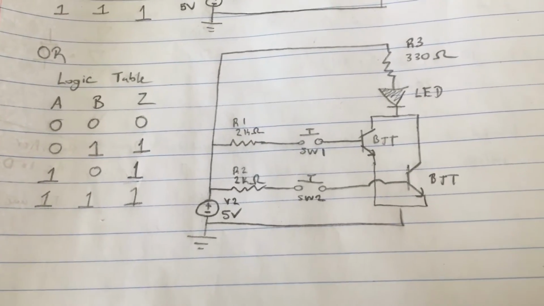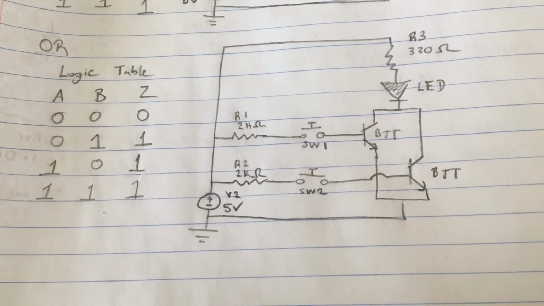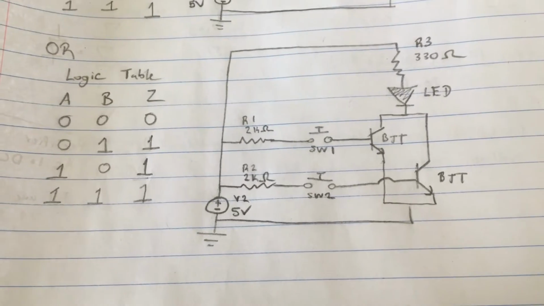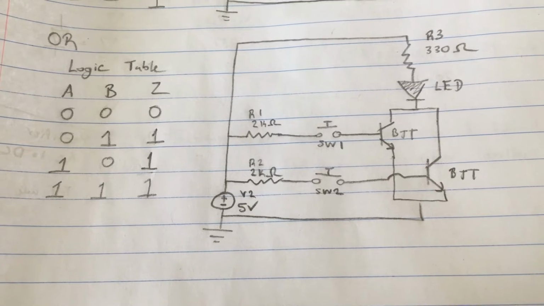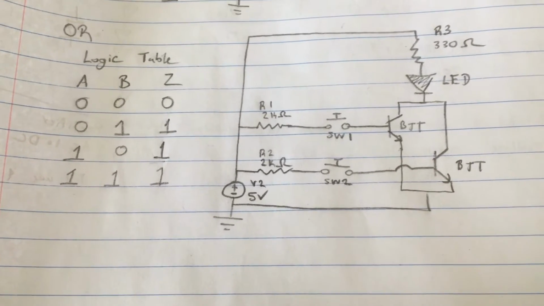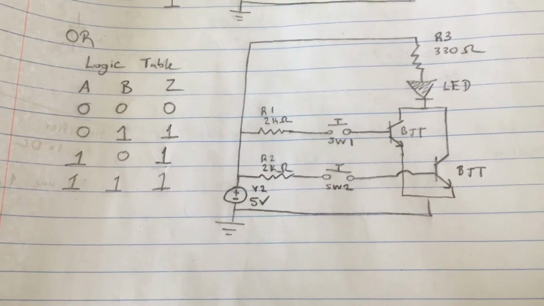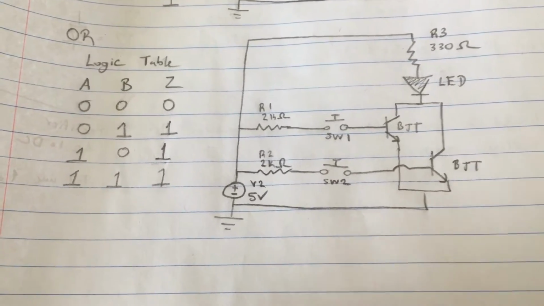The last circuit diagram is going to be for our OR logic gate. Our logic truth table says that we have 2 inputs, A and B, and 1 output, which is C. If we have both inputs at 0, we're going to have an output of a 0. If we have only B as an input of a 1, we're going to have an output of a 1. If we have only A as an input of a 1, we're going to have an output of a 1. And if we have 2 inputs as 1, we're going to have an output of a 1.